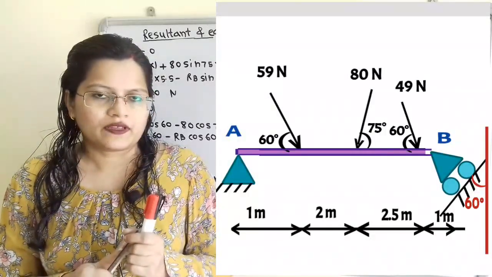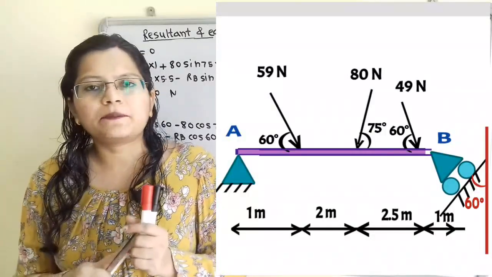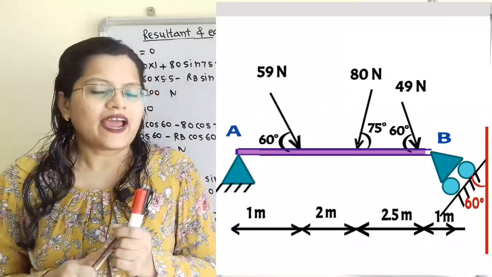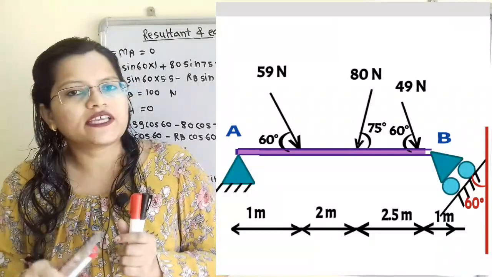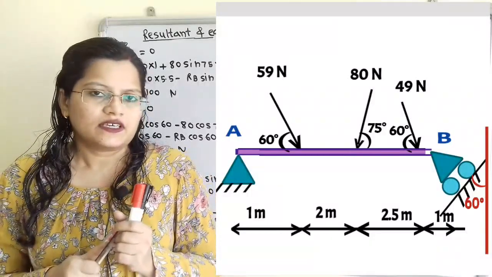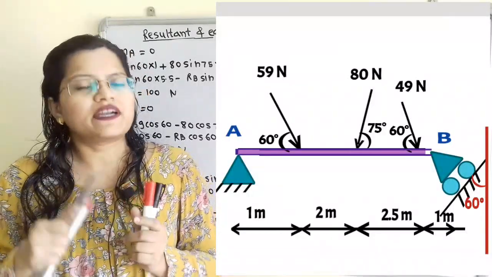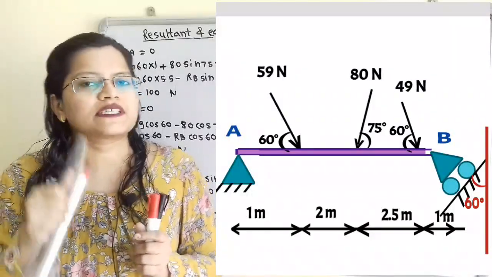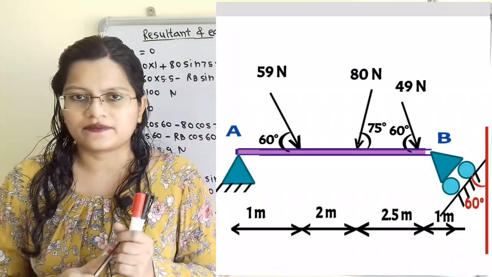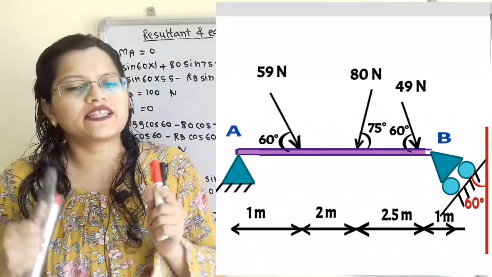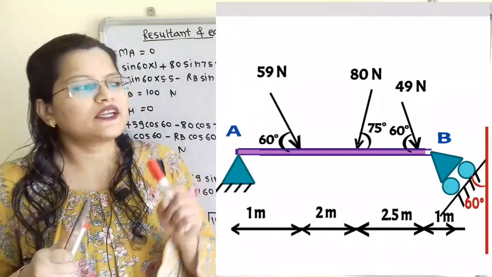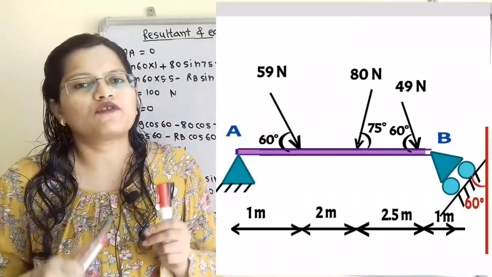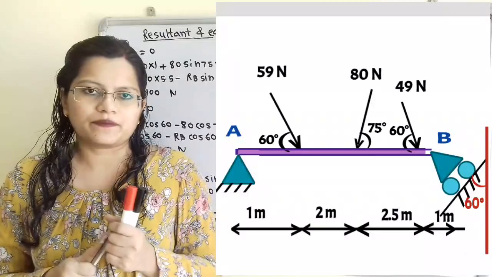Now if we move to the end B, then end B has a roller support, and this roller rests on the inclined surface. If we observe the given diagram, this inclined surface is making an angle of 60 degrees with the vertical line. So we have to show the reaction which is perpendicular to this inclined surface at point B, and we will find out this reaction at point B.